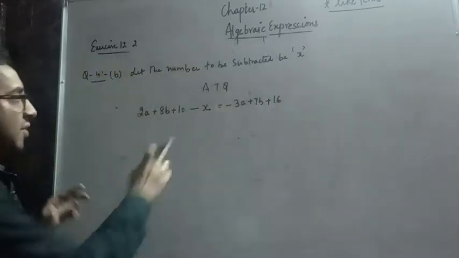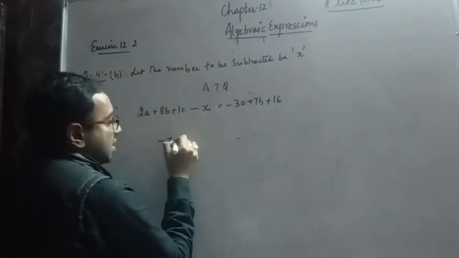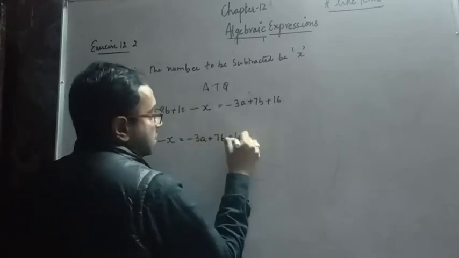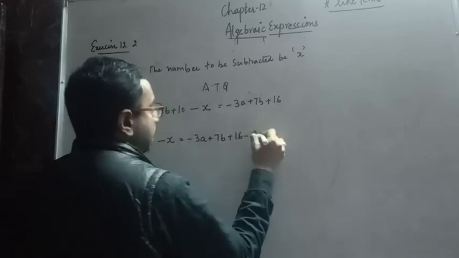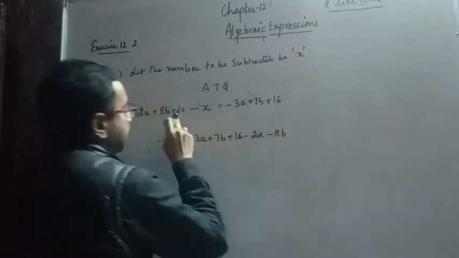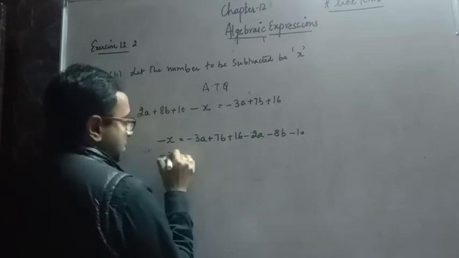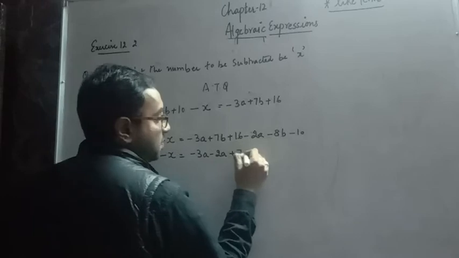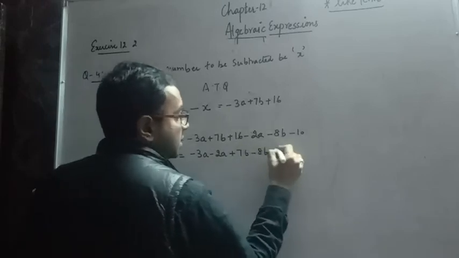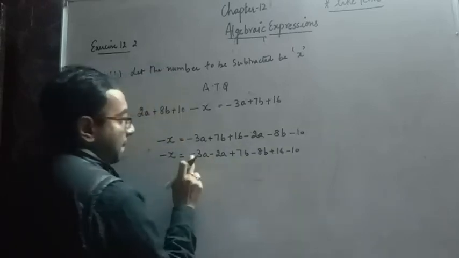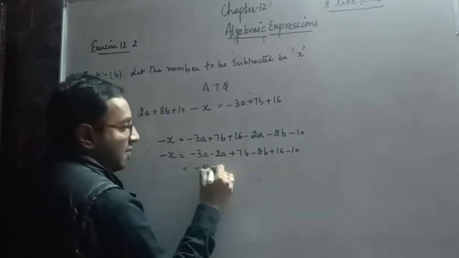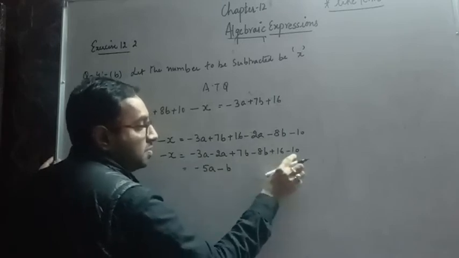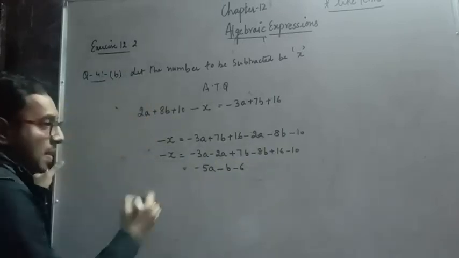Very easy, same rule. We have to find the value of x, so keep minus x as it is and take all the terms there: minus 3a plus 7b plus 16 minus 2a minus 8b minus 10, keeping the minus sign as it is. Now minus 3a minus 2a plus 7b minus 8b plus 16 minus 10. So solve it: minus 3 minus 2 is minus 5a, plus 7 minus 8 is minus 1b, and plus 16 minus 10 is 6.